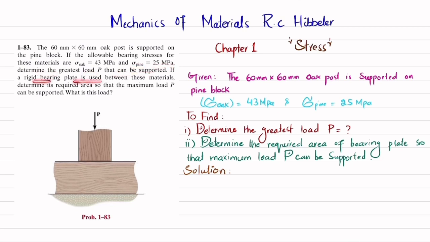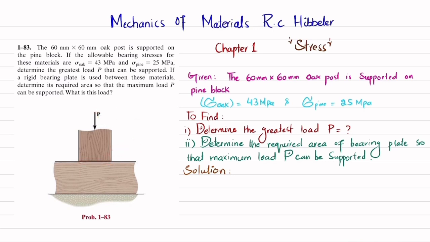If a rigid bearing plate is used between these materials, determine its required area so that a maximum load P can be supported. What is that load? So you can see this is the oak post and that is supported by the pine block, clear? And there is a load P applied on it. The allowable bearing stresses of both materials are given. So you have to find the largest load P that can be applied. And in part B, if there is a rigid bearing plate between these two, you have to find the required area of this bearing plate for the maximum load P. So let's start with the solution.